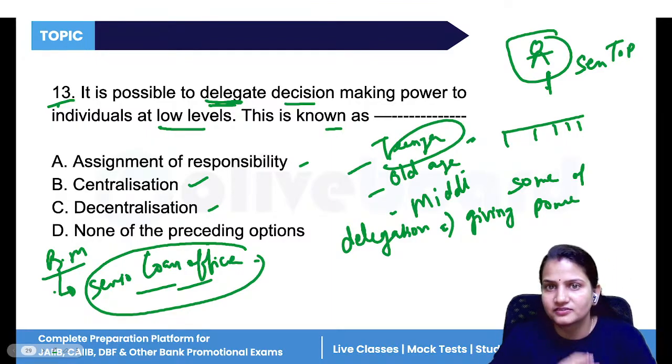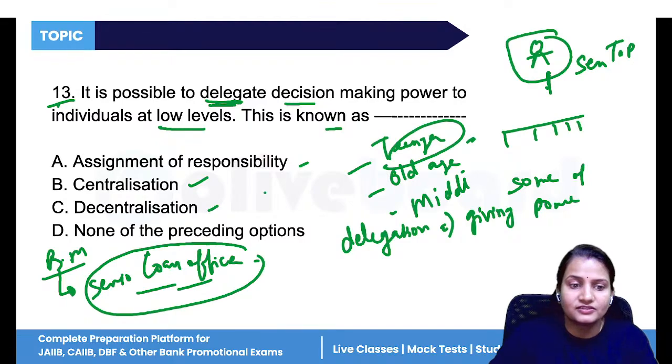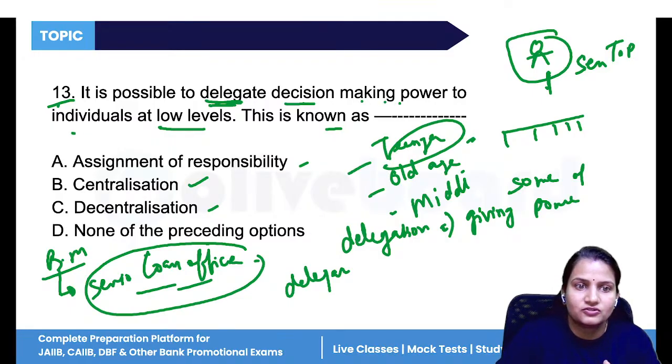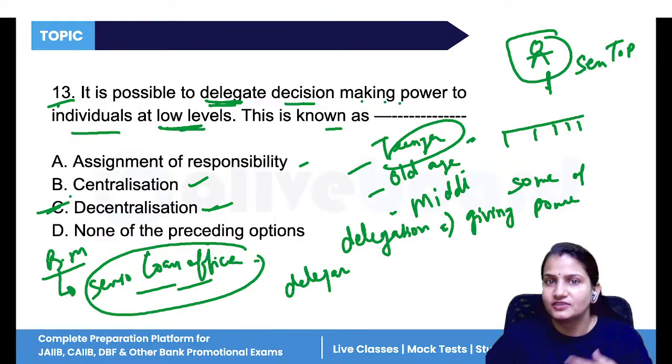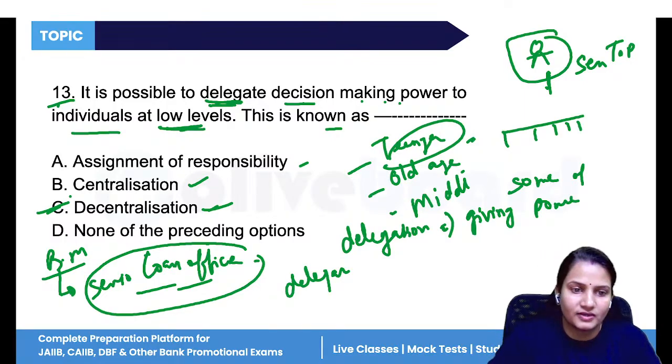The power is not given for all time. So this is known as what? Delegation. Delegation is giving decision-making power to individuals at low levels, so it is known as decentralization. When decision-making power is given to low level people, it is known as decentralization, so that one can take good decisions on behalf of the branch manager. That is known as decentralization.